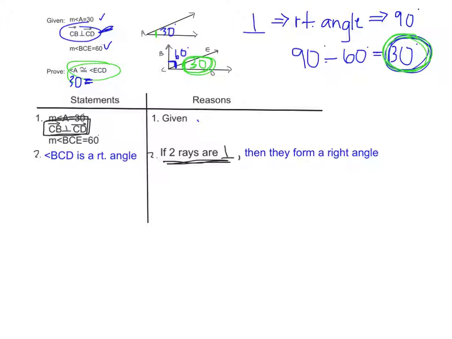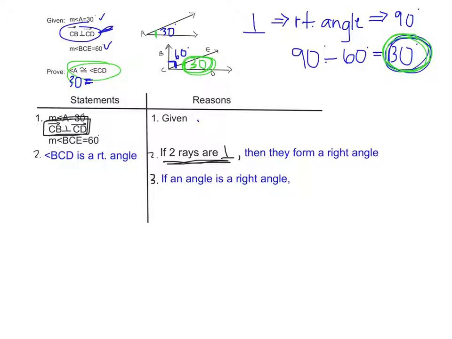Basically, we're saying because in a previous step, aka the given, step 1, the rays are perpendicular, this led me to know that a right angle was formed. What right angle? Remember, this side's specific. What right angle? Angle BCD.